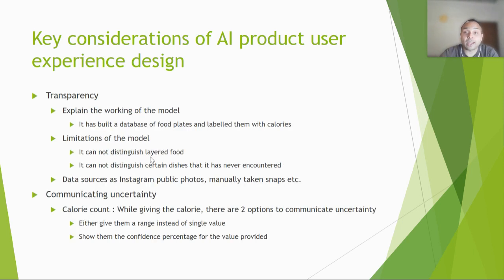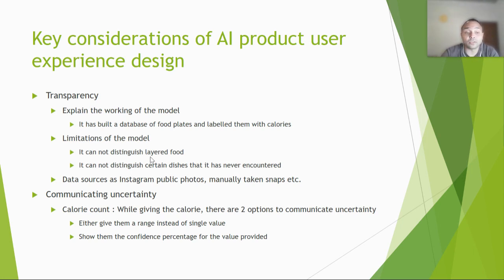From a transparency perspective, I'll have to explain how the model works and what the limitations of the model are. I think the limitations would be around it cannot distinguish layered food. It cannot distinguish certain particular dishes, certain particular content on the food plate that it has never encountered. So if there's a fusion food that we have never encountered, then we'll have to disclose it to them. And then I'll have to also disclose that I have used data sources like Instagram public photos and manually taken snaps to label different food plates for calories, and that labeling and that data is being used to predict the calories on their food plate.